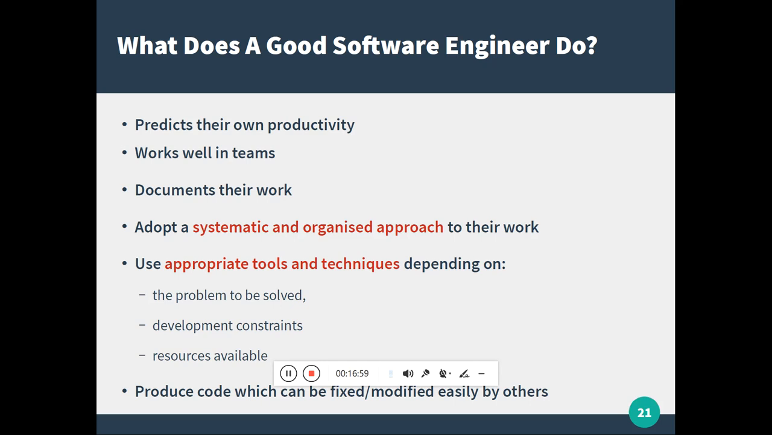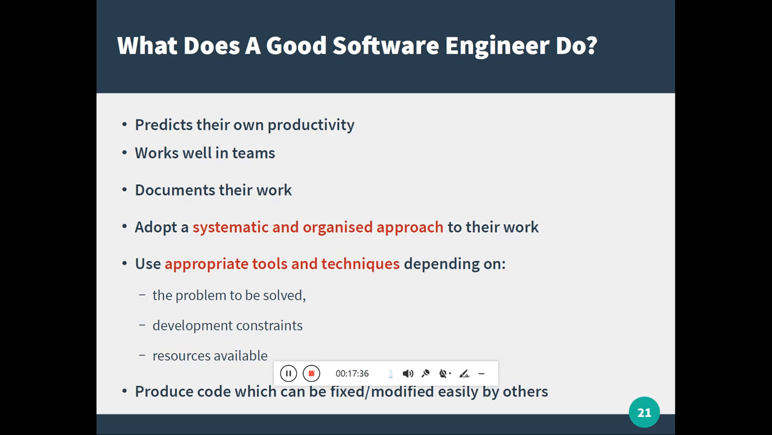And what does good software engineering do? For example, they will predict their own productivity and work well in a team, document their work, and adopt a systematic and organized approach to their work. They use appropriate tools and techniques depending on the problem to be solved, the development constraints, and the resources available, to produce code which can be easily fixed and modified by the user. So how do we think about that? A good software engineer, okay.